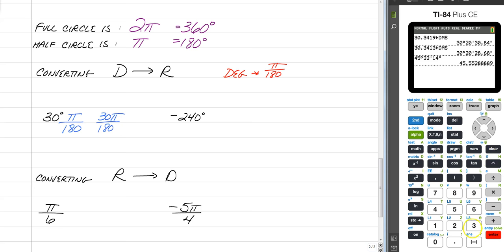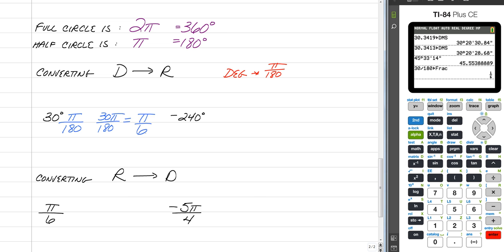And you can just use your calculator to do that. So all you really need to do is take your degree measure divided by 180, and click the math button and change it to a fraction. And we get 1/6, but our answer is pi over 6. Okay, the answer is pi over 6, not 1/6, pi over 6.